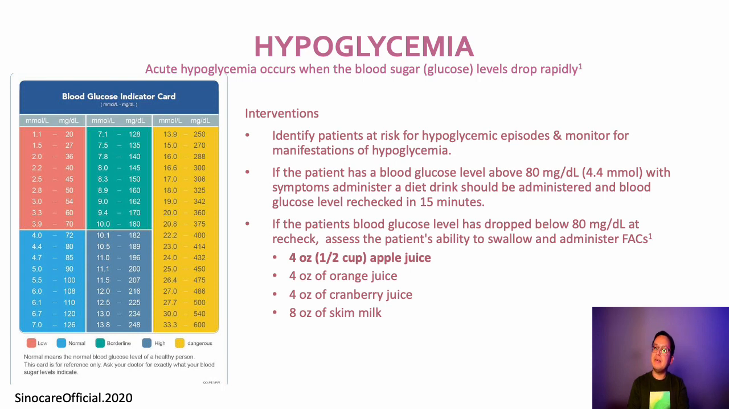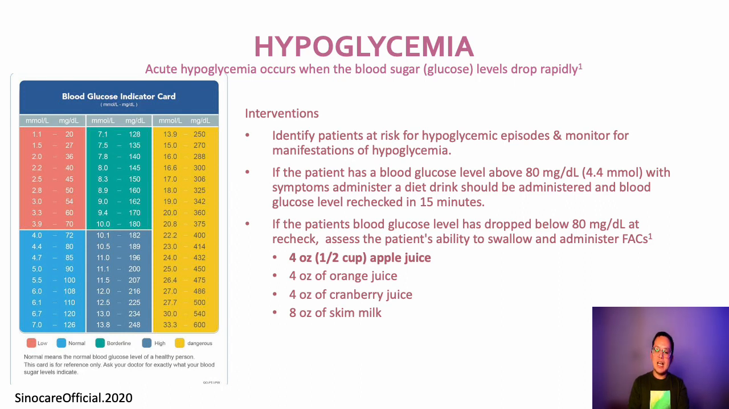Kay sa Philippines, I believe ang atong gamit kay milligrams per deciliter. In Canada, what we use is the millimole per liter. So below 80, that is below what, 4.4, no? So blood glucose has dropped below 80 at recheck. Assess the patient's ability to swallow and administer FACs.